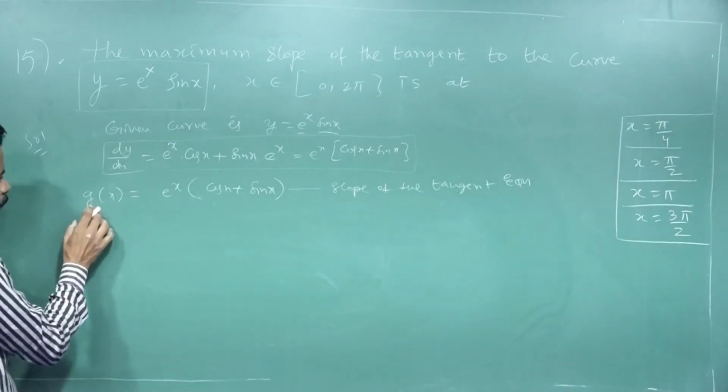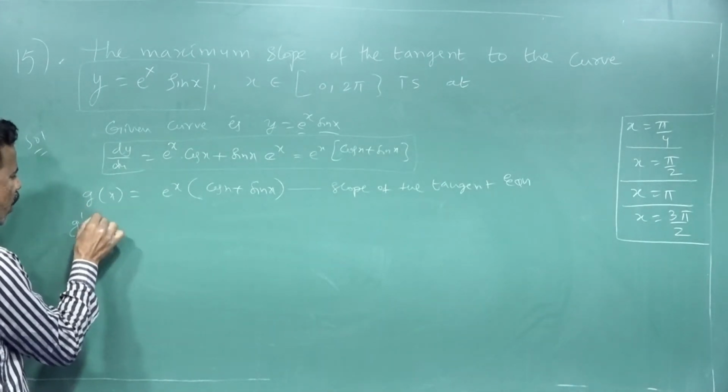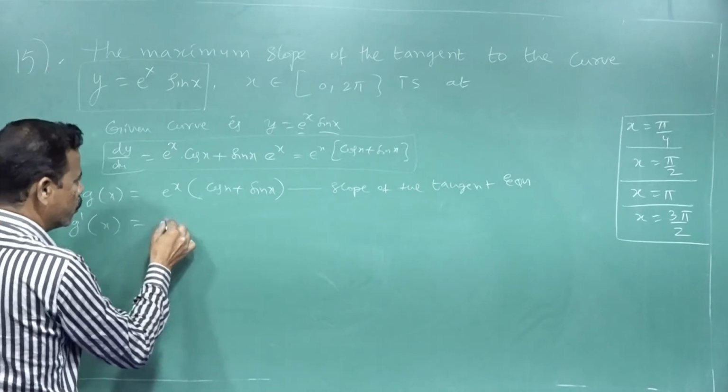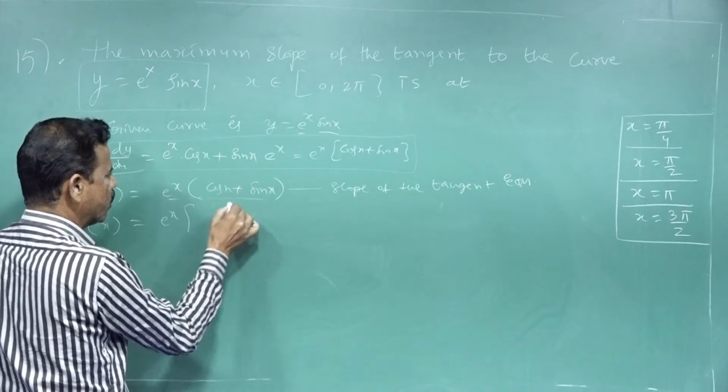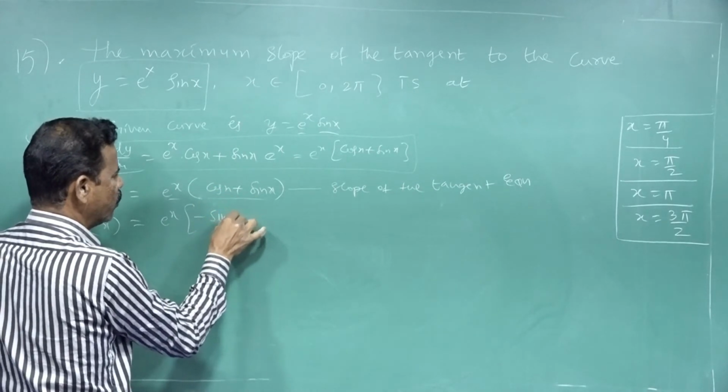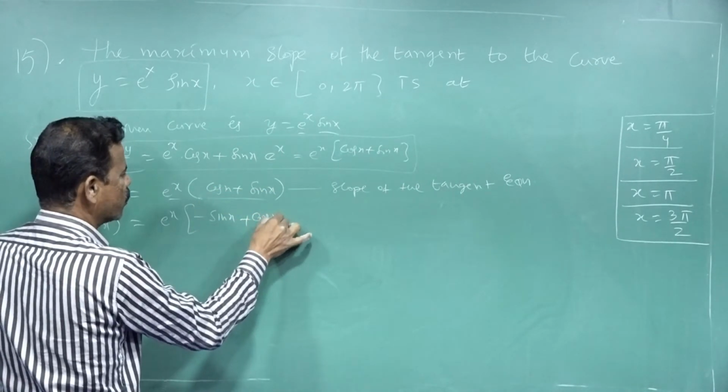This equation, first derivative g dash of x. So this derivative: e power of x into this, this is u, this is v. Cos x plus sin x. Cos x derivative is minus sin x, plus sin x derivative is cos x.